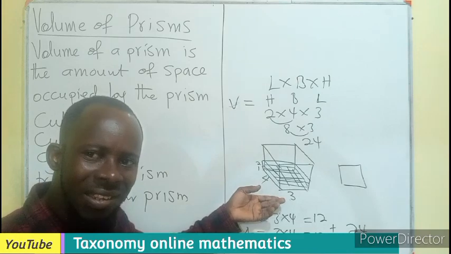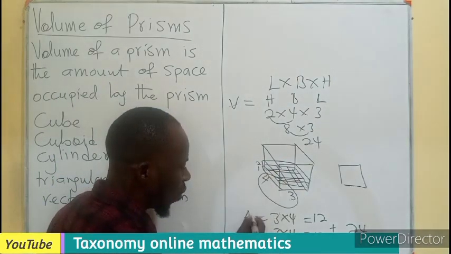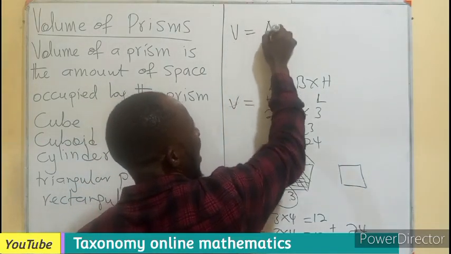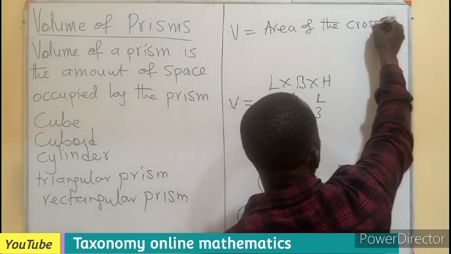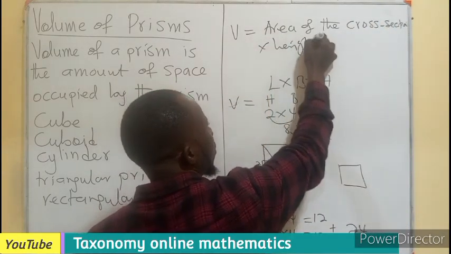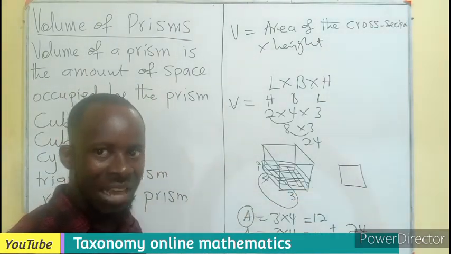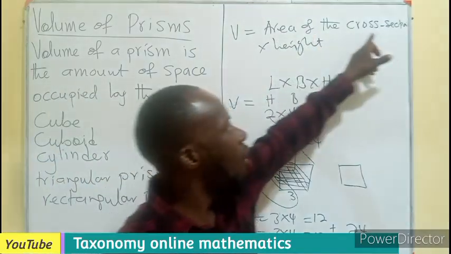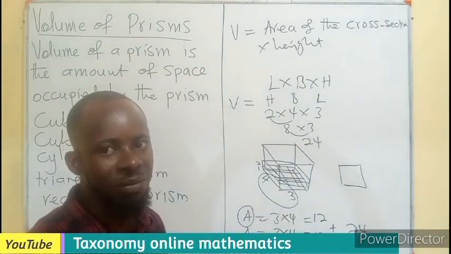Now, but since this is a prism, we are going to say that the first measurement was area. So if I am looking for the volume, it's just the area of the cross section times the height. So if the cross section is a square, as in this case, I should be having length times breadth. So length times breadth is the area of the cross section. Then I have times height. The volume formula is derived.